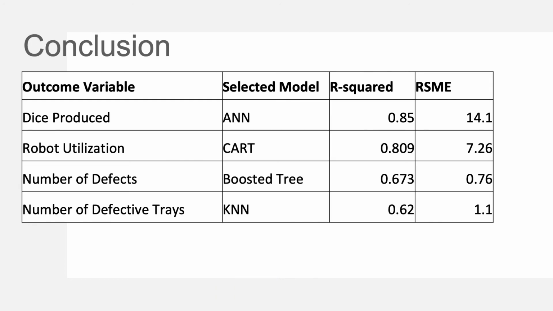So as you can see, we were able to get pretty good results for our 4 outcome variables. Even though in some of the cases R squared isn't very high, we were happy with these results because the RMSE was still really good, a lot better than what we had been getting previously.